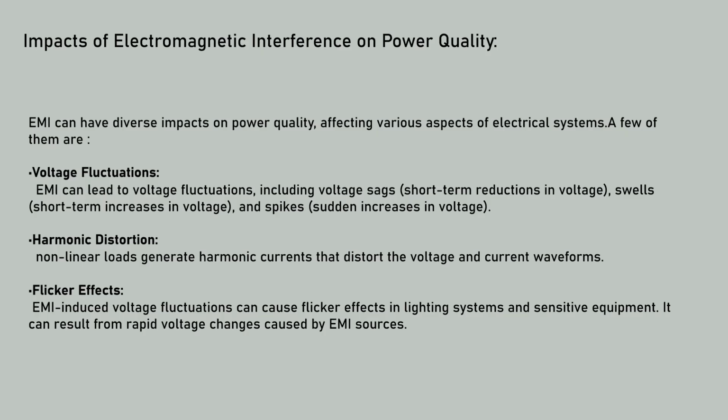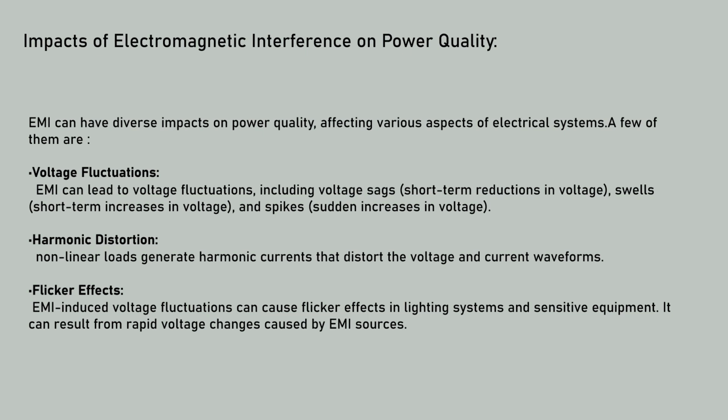Impacts of electromagnetic interference on power quality. EMI can have diverse impacts on power quality, affecting various aspects of electrical systems. A few of them are voltage fluctuations, harmonic distortion, and flicker effects. Voltage fluctuations. EMI can lead to voltage fluctuations, including voltage sags, swells, and spikes.